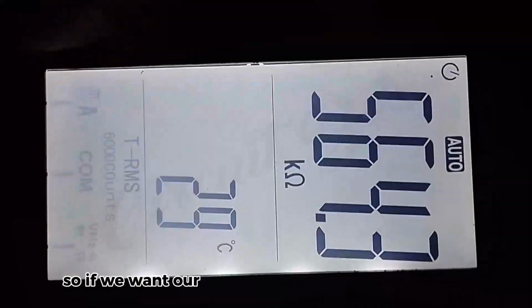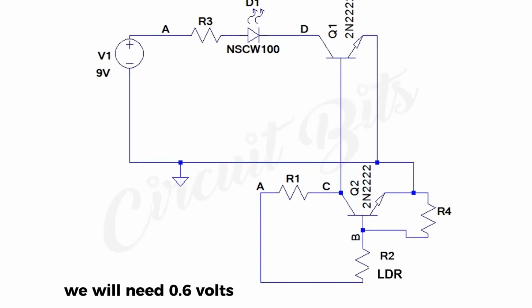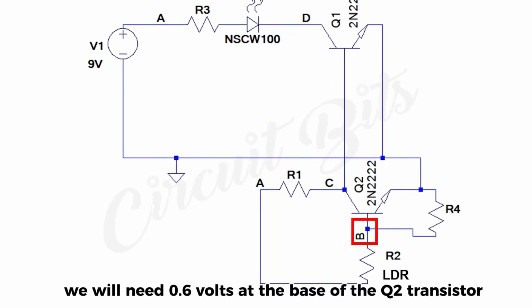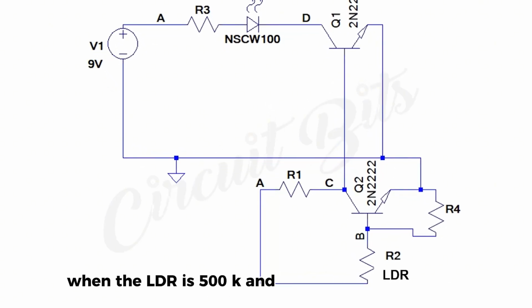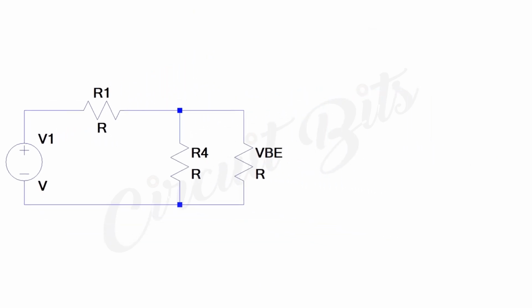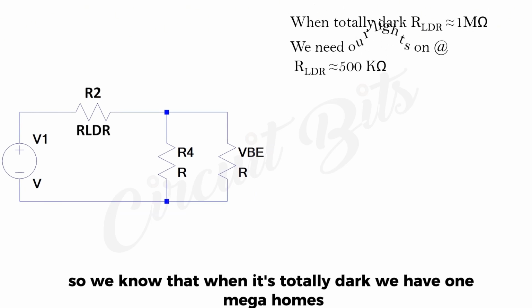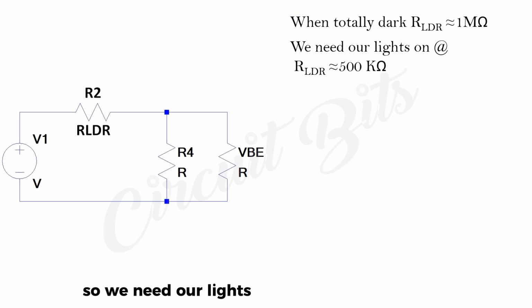So if we want our LED to light up at approximately 500k, we will need 0.6 volts at the base of the Q2 transistor when the LDR is 500k, and this is because below 0.6 volts at the base, the transistor turns off. So we know that when it's totally dark, we have 1 mega ohm. So we need our lights to be on at 500 kilo ohms.